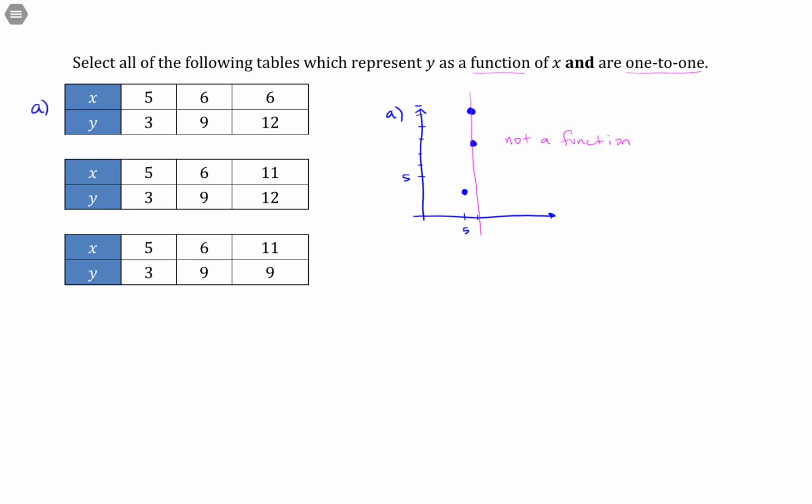Technically, it passes the horizontal line test because any horizontal line would only pass through a single point at one time. But if it's not a function, we're not concerned with it being one-to-one. We're just concerned with it first being a function, and then if it is, checking to see if it's one-to-one.